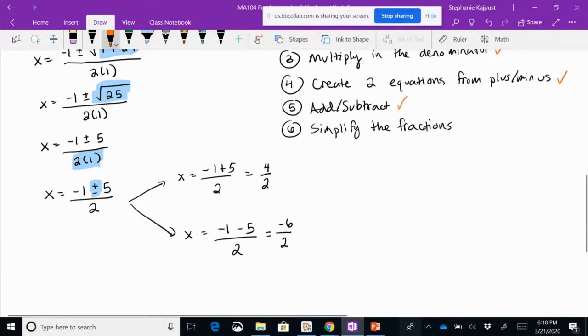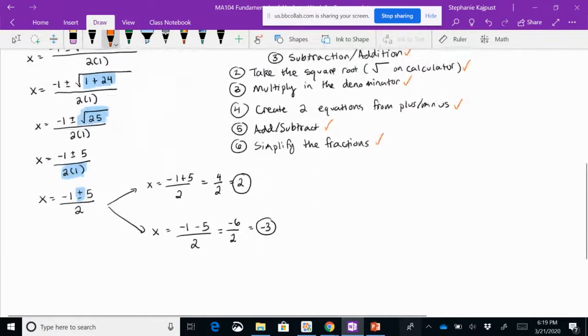So I did my addition and the subtraction. And now you simplify the fractions. If they come out to a whole number, awesome. If they don't, you leave them as a fraction. Or if you have decimals already, you could leave them as a decimal. So 4 divided by 2 is 2. -6 divided by 2 is -3. So we get 2 answers, 2 and -3. And that's the last step.